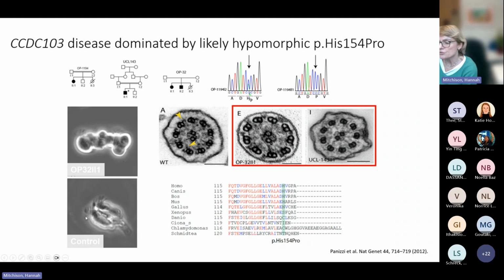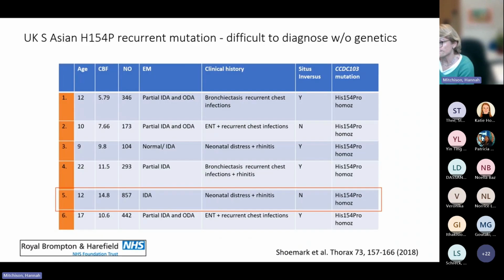And this is certainly a hypomorphic mutation. So when you have a healthy control, you can see the cilia beating, and in a patient, there's a fair amount of retained motility. With a gene like this, where both inner and outer dynein arms are lost, you'd really expect to have very static cilia. So this is particularly associated with this amino acid change, which is very enriched globally, and we have a lot of South Asian origin families based in the UK with this mutation.